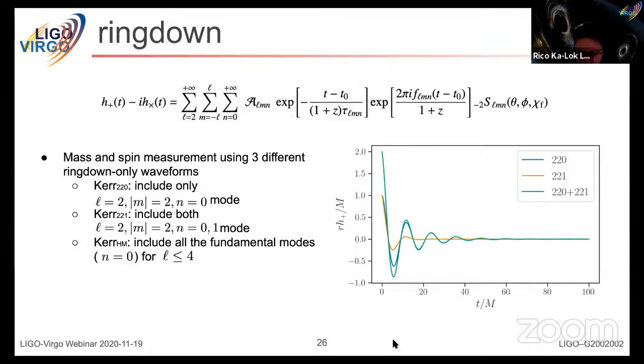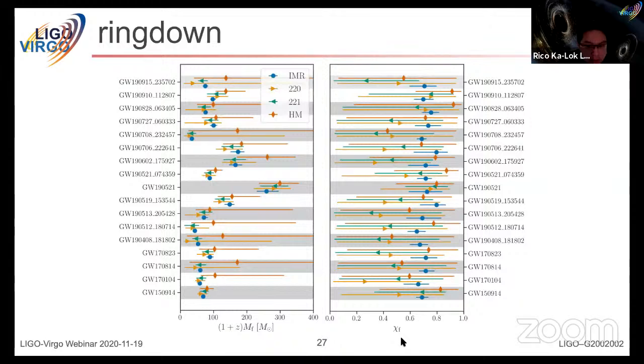l equals 4. Apart from measuring the final mass and spin, we can also quantify the contribution of, for example, higher modes in ringdown by comparing the evidence of the Kerr HM model with the Kerr 220 model. Similarly, we can quantify the contribution of overtones by comparing the evidence of the Kerr 221 model with the Kerr 220 model. Next slide, please.